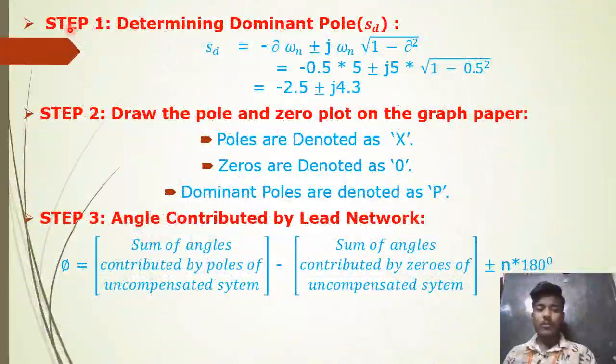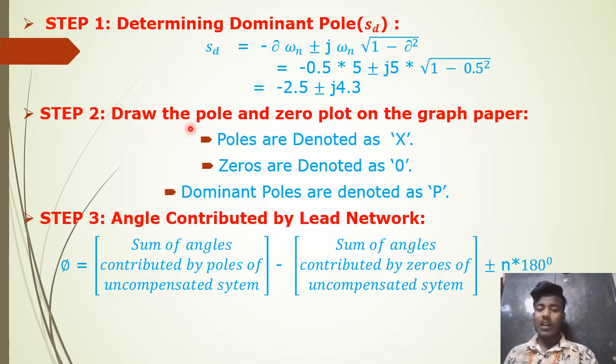Problem solution. Step 1. Determining dominant pole SD. We know the formula for SD equal to minus zeta omega n plus or minus j omega n into root of 1 minus zeta square. Here omega n is given in the question already. It is the value 5, equal to minus 0.5 into 5 plus or minus j5 into root of 1 minus 0.5 square. We get the solution as minus 2.5 plus or minus j into 4.3. It means the real part is minus 2.5 and the imaginary part is 4.3.